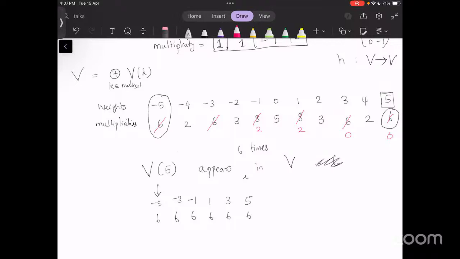We have peeled off 6 copies of V5 from V. Acha? This process I can't understand. How do we cancel these with these copies?